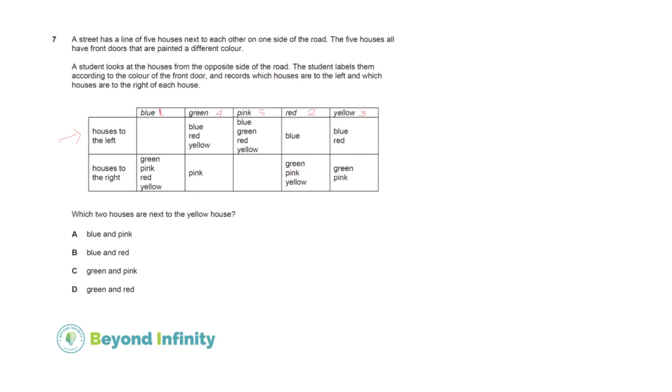Then you can clearly see that yellow house, being 3, is obviously next to red, which is 2, and green, which is 4. So the answer, which 2 houses are next to the yellow house, is in fact D, right? The answer is actually D, green and red.